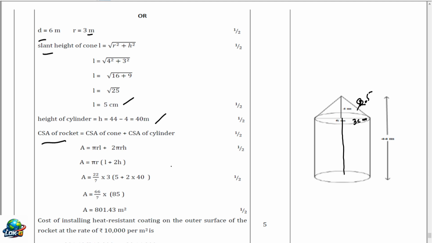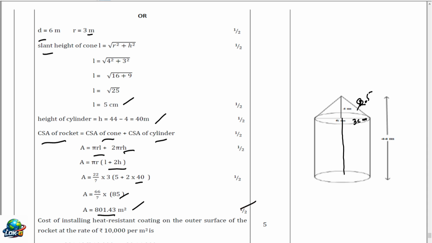Curved surface area of the rocket will be curved surface area of the cone plus curved surface area of the cylinder. Pi r l plus 2 pi r h. Pi r is taken common, l plus 2h you are writing. 22 by 7 into 3, l is 5, plus 2 into 40, you will get 85, and on multiplication and simplification you will get 801.43.